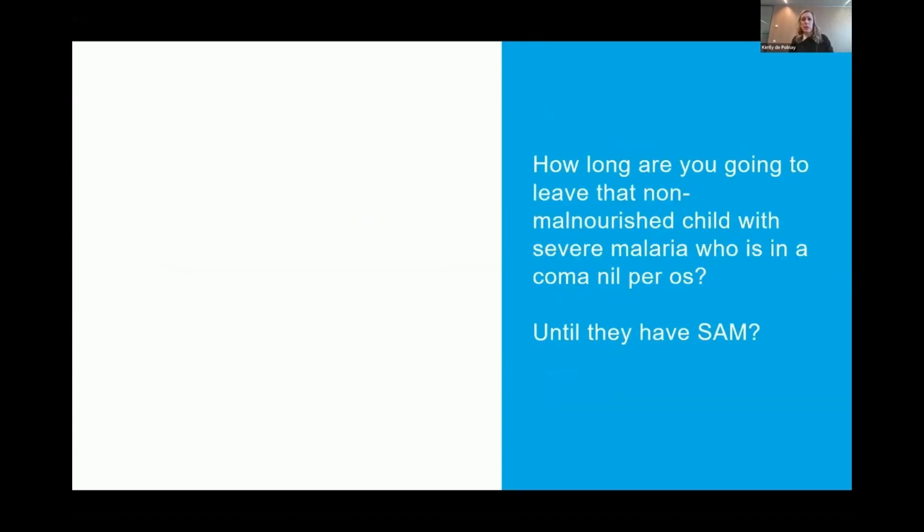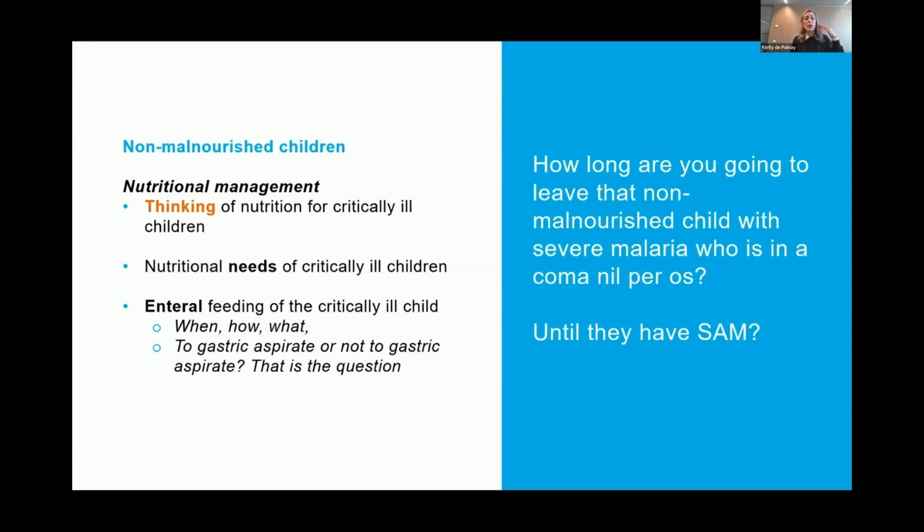Which relates to my next question. We've all seen that kid as well who's not malnourished, but they're in a coma because they've had severe malaria and they've been nil per os. And you look at their chart and realize, oh, it's been 3 days. And yes, you've been managing their glucose, but how long are you going to leave them like that until they've got SAM? So already we have to think about nutrition for those critically ill children.